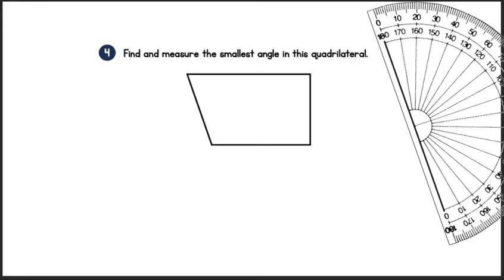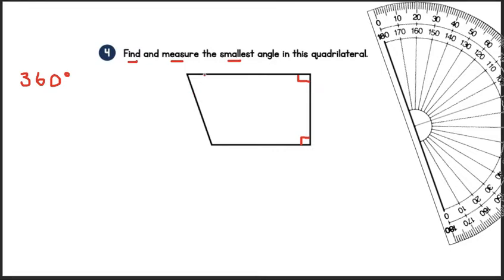Okay, question 4. Find and measure the smallest angle in this quadrilateral. Now, you should know that any four-sided shape, the angles add up to 360 degrees. So all 4 of these angles should add up to 360 degrees. Now, it's not asking us to work out all of the angles, it's asking us to find and measure the smallest angle. So let's have a look at these 4 angles. Well, I know this angle here and this angle here is a right angle because they look like an L or a corner.